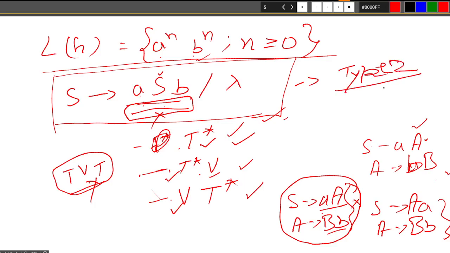Type 2 grammar was context free grammar, CFG. Now what I was actually telling here is, a grammar may not be regular. Now this language, whether this language is regular or not.